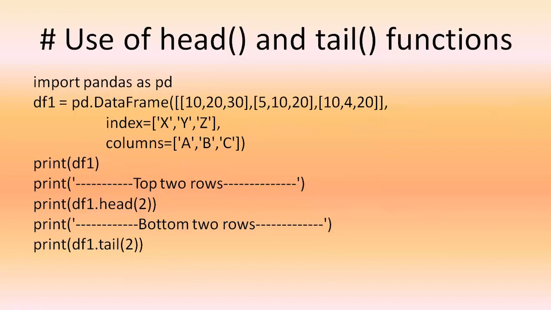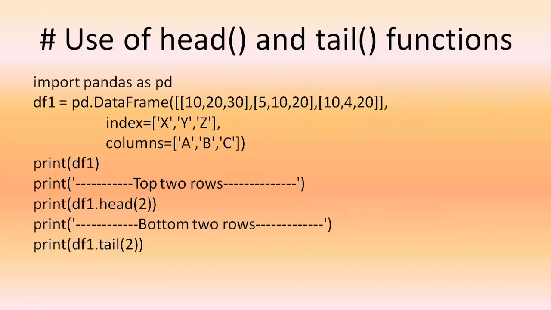If you specify a particular argument, here you can see for top 2 rows you can specify 2. It will show the top 2 rows from a data frame, and in tail you will see the bottom 2 rows from a data frame. So the head and tail functions are used to display top and bottom rows in a specified manner, either 5 or as per your specification, whichever you want.